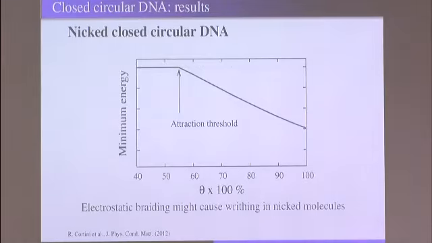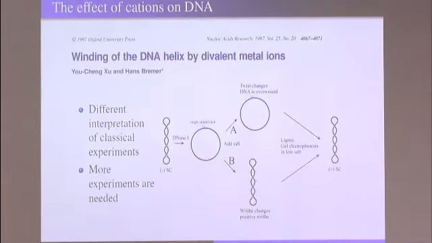So as a function of theta, the attraction starts at a certain value, and what happens is that braiding can occur in nicked molecules. So now this theory is predicting that in the right salt environment, writhing can occur in nicked closed circular DNA. So we thought about what the evidence for this is in the literature, and we found that it's known that divalent ions wind the DNA helix.